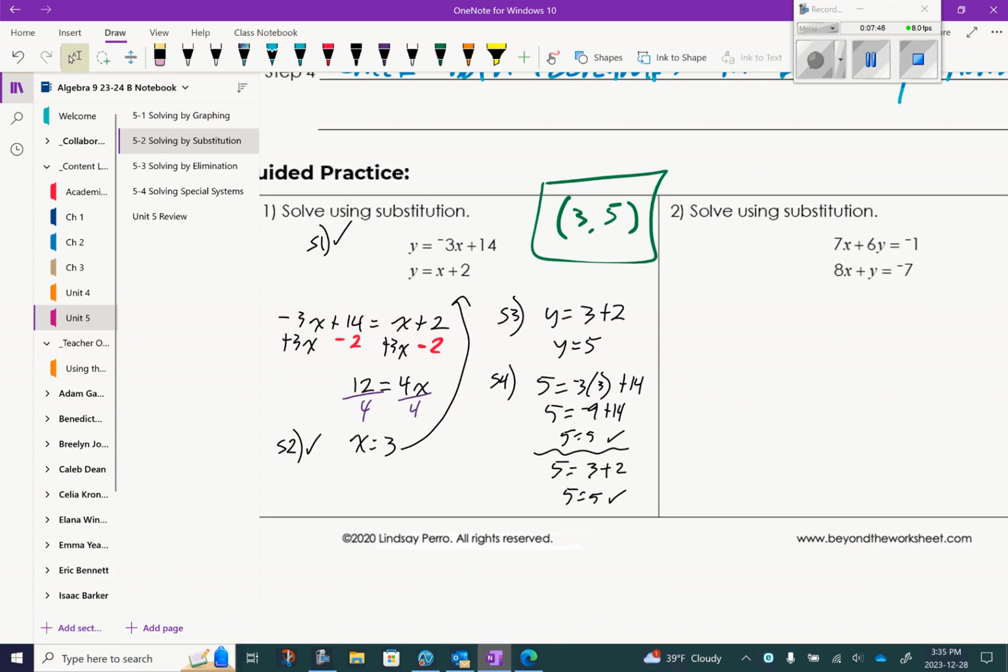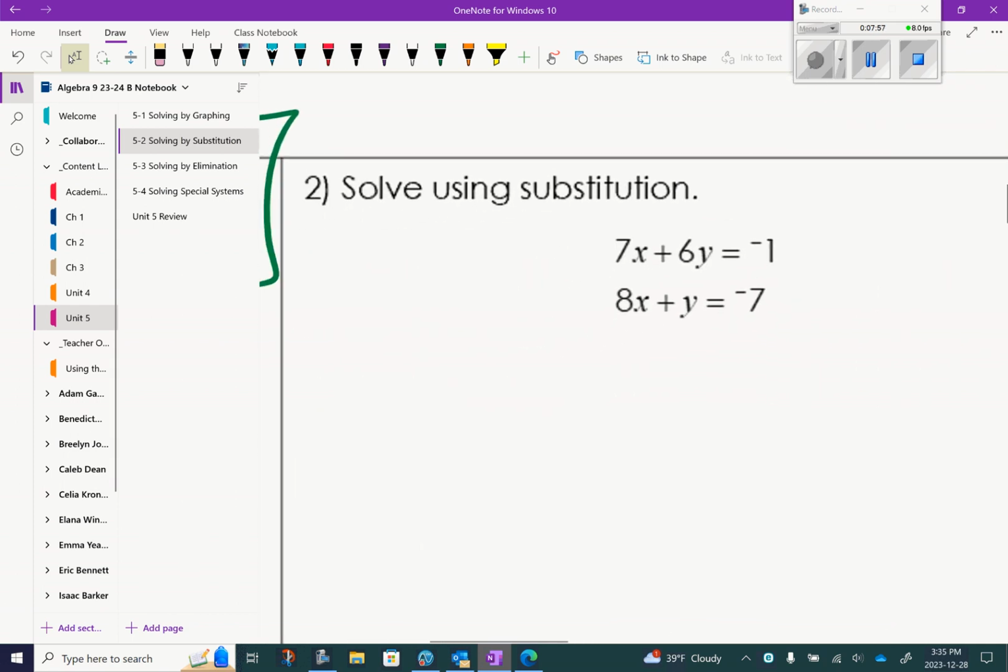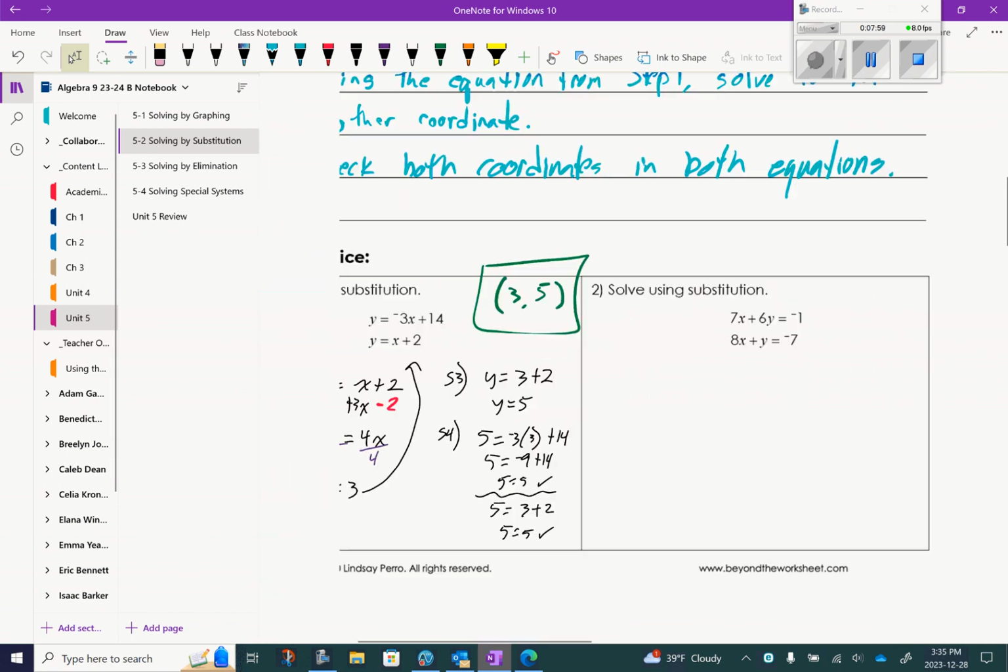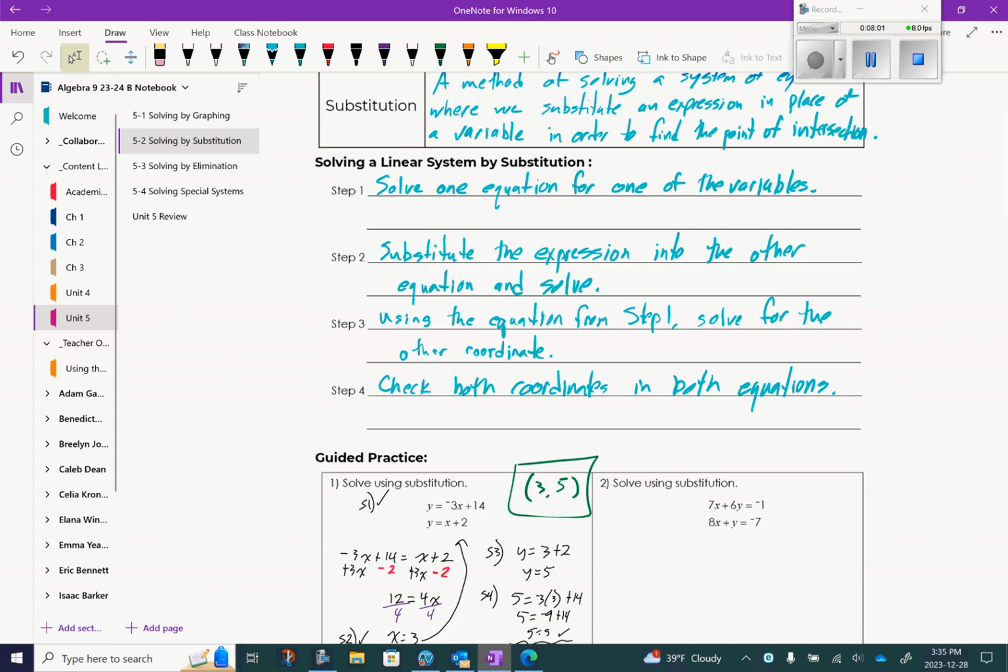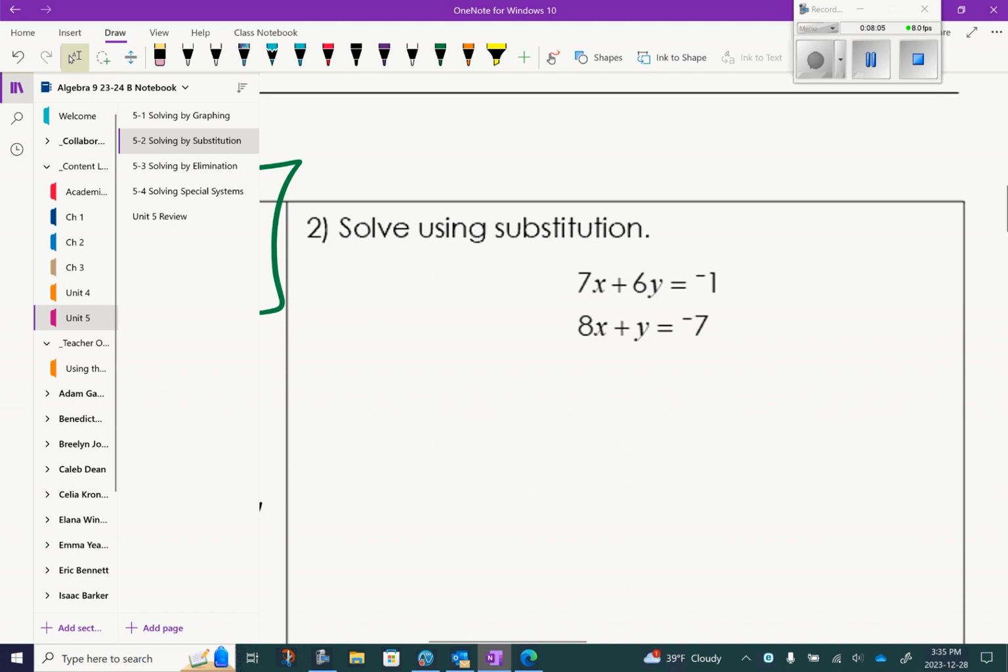Now you look at practice problem number 2. Okay, things aren't quite as simple as the first one. So now let's talk about step 1. Go back here, solve one equation for one of the variables.